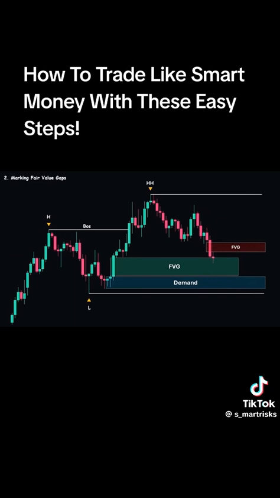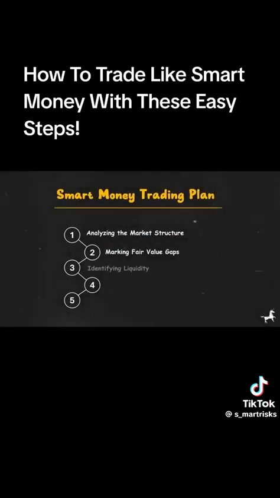However, if the retracement ends and the price reverses back up to the point that created this FVG, it is a strong indication that the price may push higher. Now let's move on to the next concept: identifying liquidity.